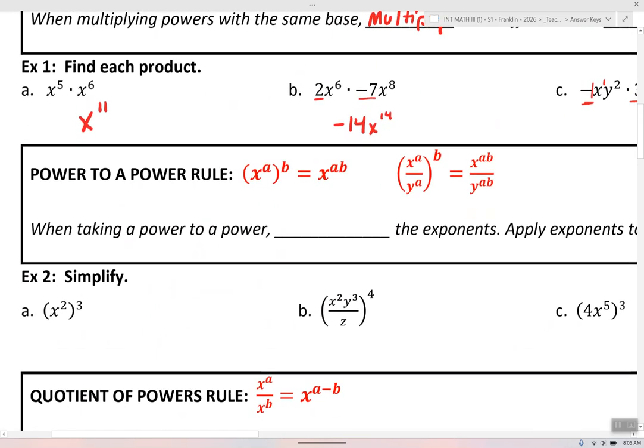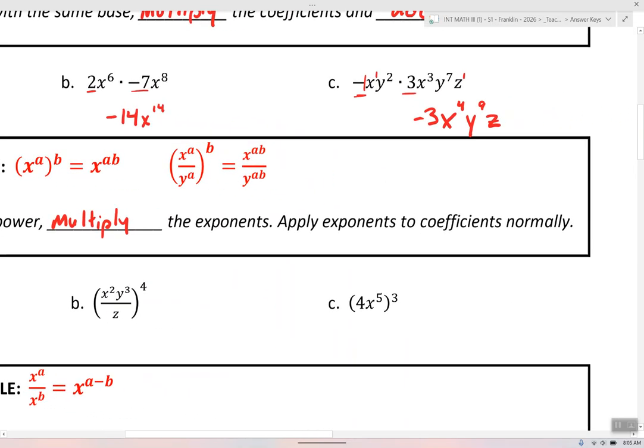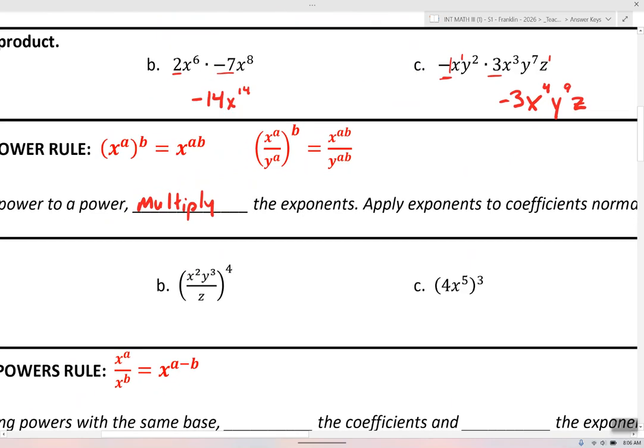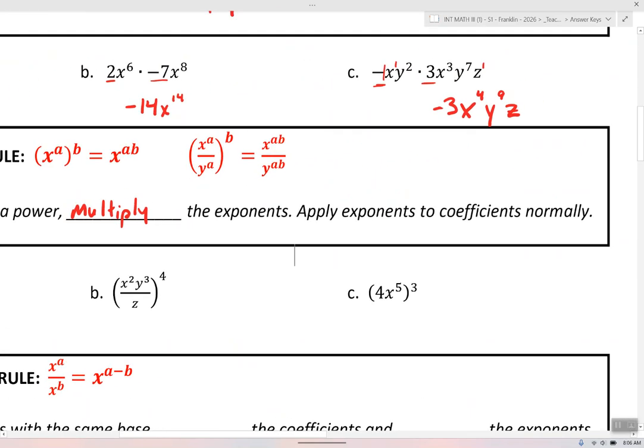Power to a power rule. This is similar, but when you take a power to a power, you multiply the exponents. This is because multiplication is just repeated addition, and when you take a power to a power, you are multiplying it by itself that many times. So you can just multiply the exponents. This also happens if you have a fraction. You apply that exponent to the numerator and to the denominator in the same way. Exponents get applied to coefficients normally because those are just numbers. Multiplying the exponents is just a shortcut, but you do still need to apply exponents to coefficients normally.